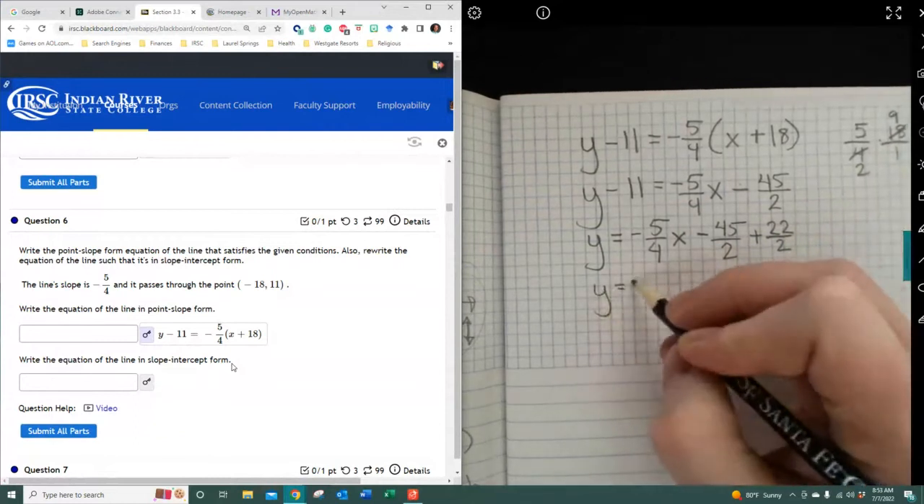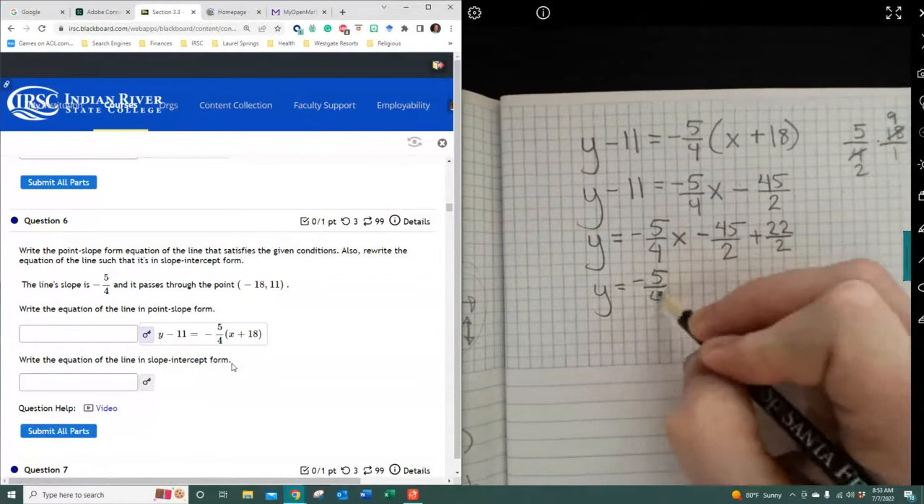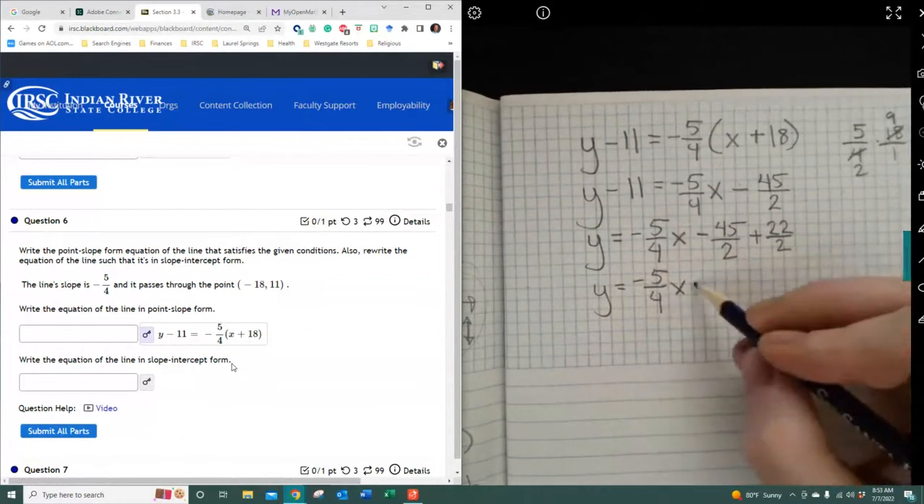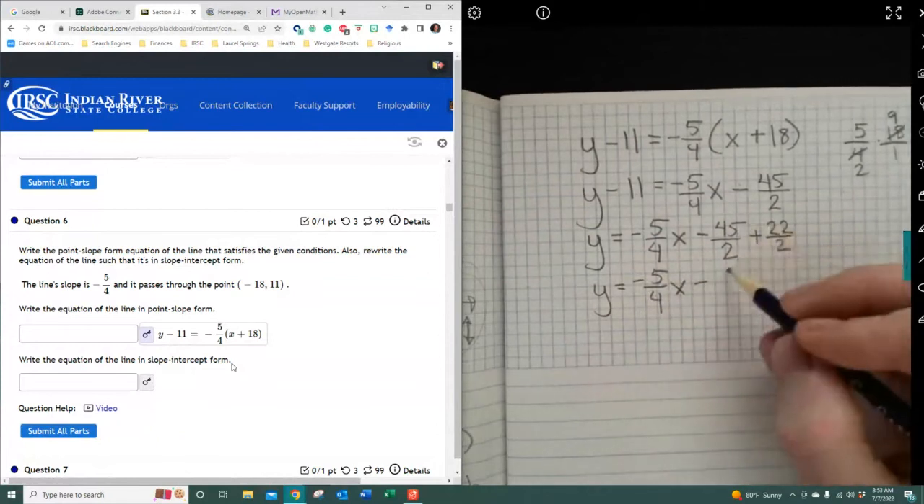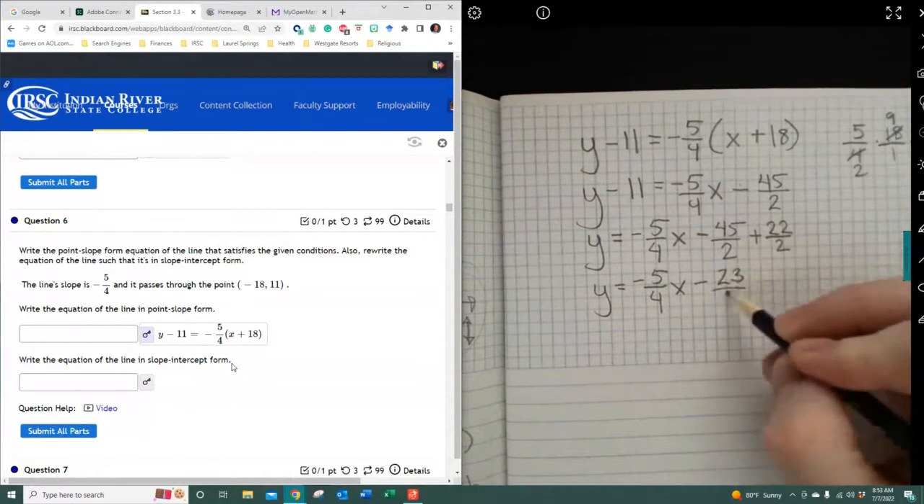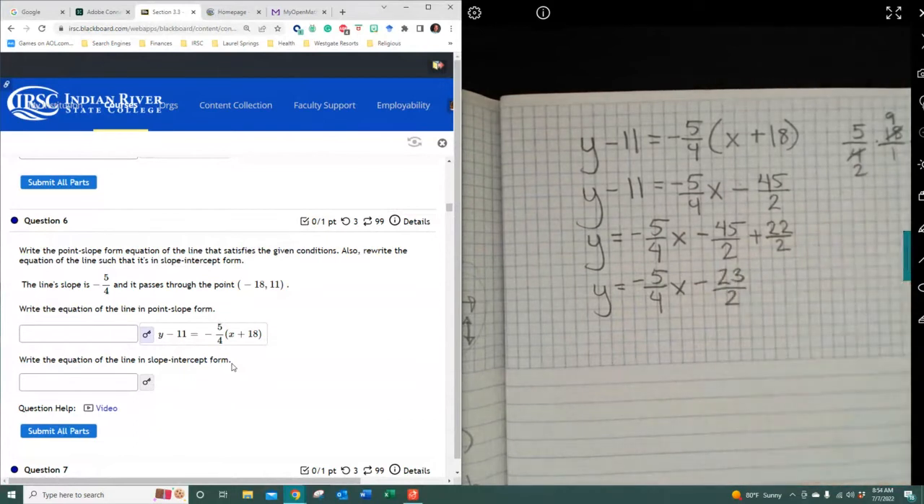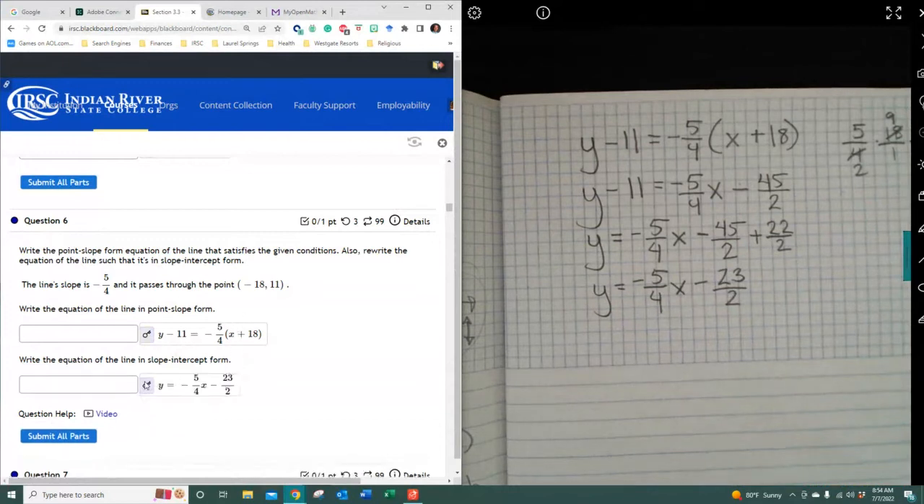So this was a heavy dose of fractions, interjection of fractions. That's what this one was about, right? So now if I subtract it, I get 23 over 2, and there's my answer. Okay, this one was a heavy hitter for some of you. All right, there's the answer.